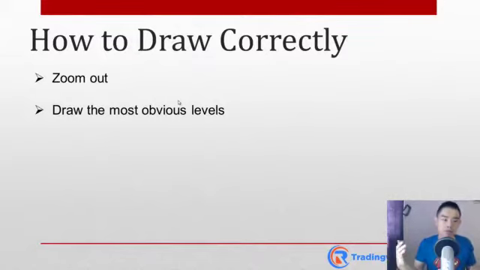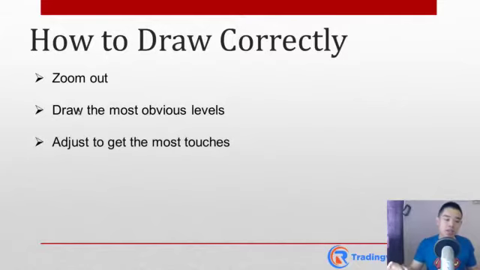I typically have about 400 plus candles on my chart. If I'm not wrong, it's about 470 for me. So that's how much I zoom out. Number two, you want to draw the most obvious levels on your chart. If it's there, it's there. If you have to squint your eyes to find the level, it's not there, so just ignore that. And the third thing is you want to adjust it to get the most number of touches. Let me explain using an example, shall we?